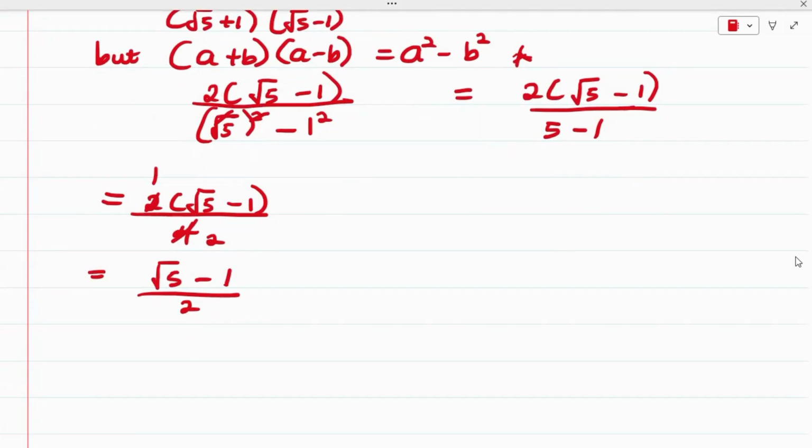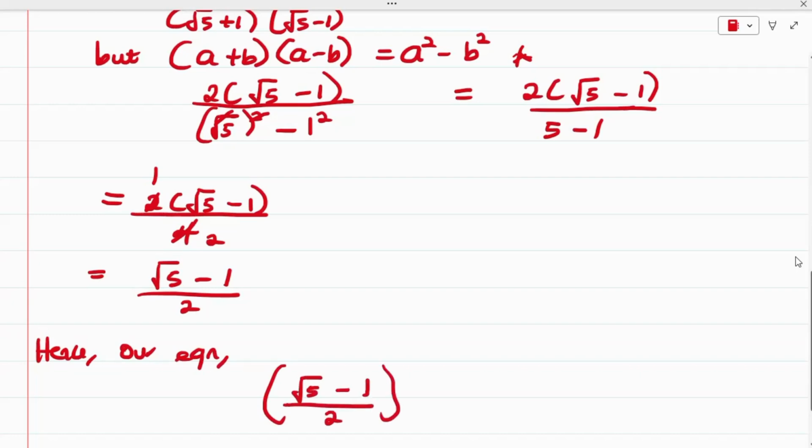At this point, hence our expression is going to become the square root of 5 minus 1 divided by 2, all raised to the power of 12. So we have this right here.